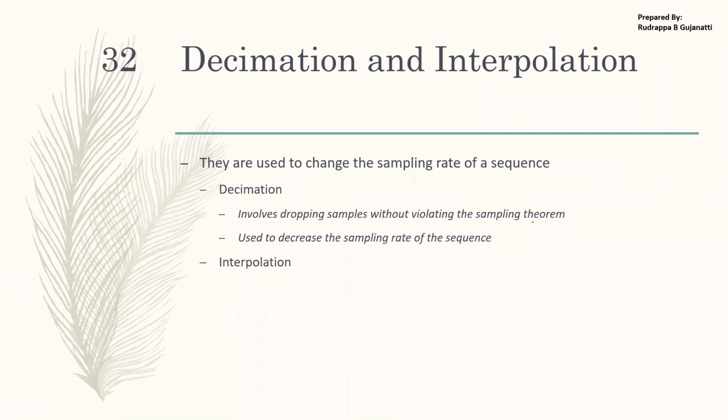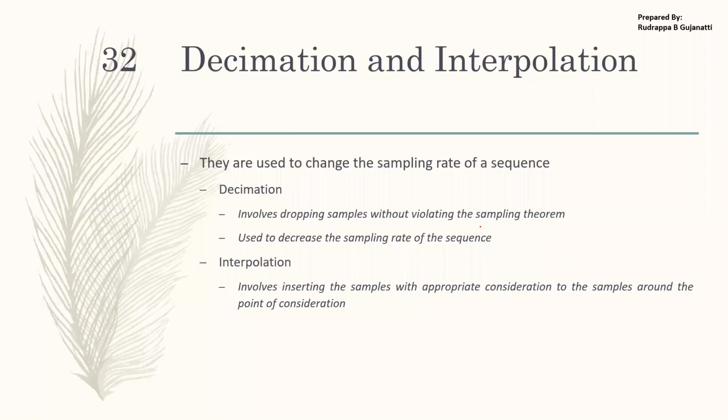Now, what does interpolation imply? Interpolation is the opposite of decimation, in which you introduce extra samples into the sequence which is present. But at the same time, you take care that the sampling theorem is satisfied. So interpolation involves inserting samples with appropriate consideration. Directly, I cannot put in any number of samples in between. Based on some condition, I'll be doing it, and we see to it that the sampling theorem is still satisfied.